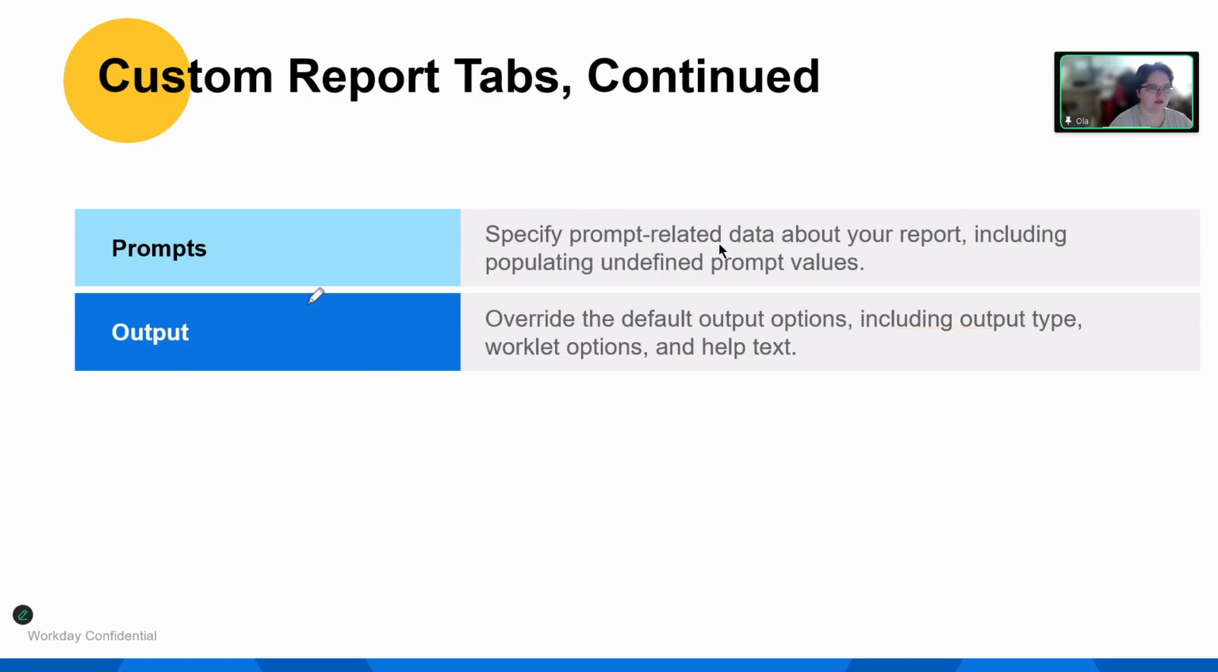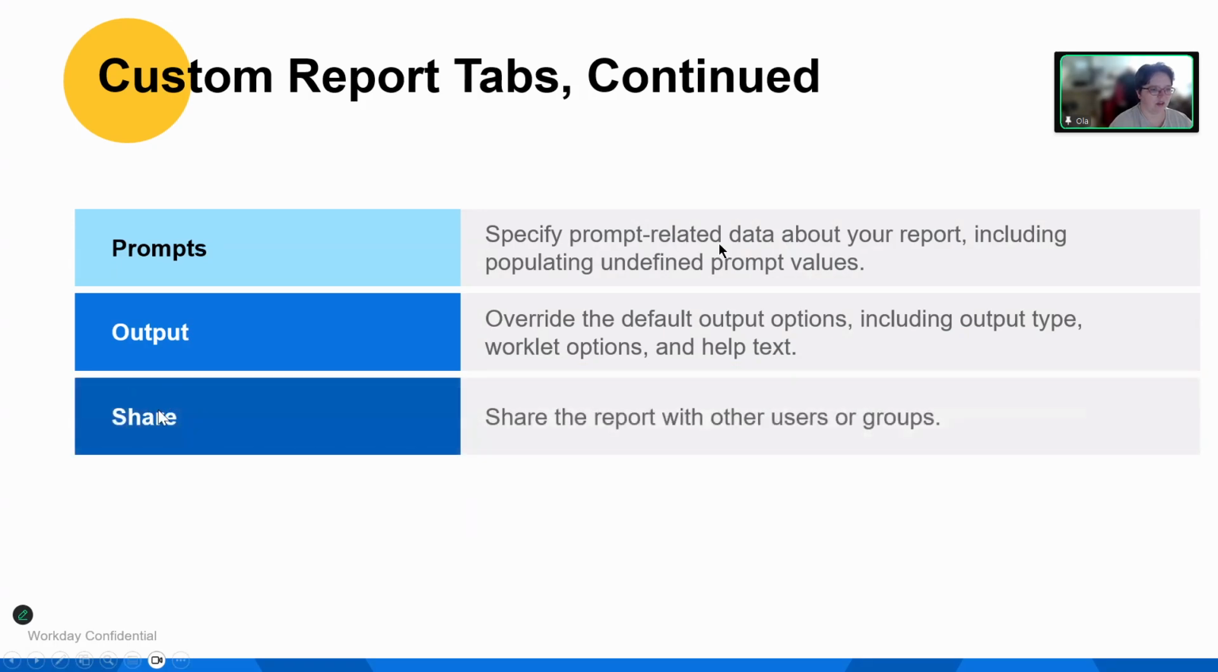You can enable the report as a worklet. If it's a worklet, then you can put it on a dashboard. You can also create a help text that will be visible when people are running this report. This is where you can put that in the output tab. And then finally, the sharing option. Here you can specify a list of people who will have access to your report, or security groups that will be able to run this report.